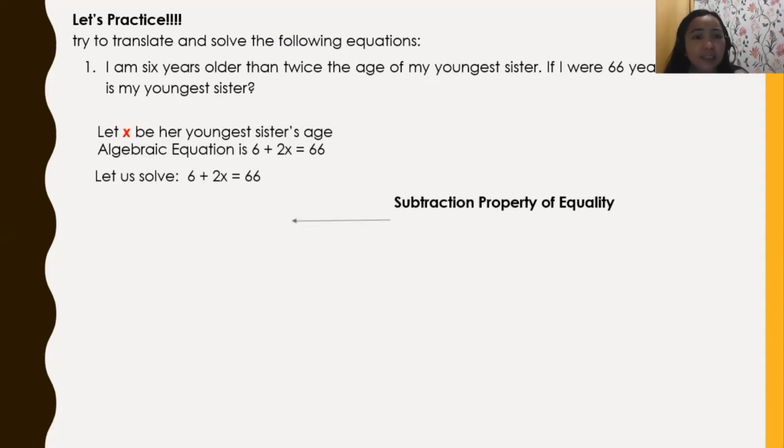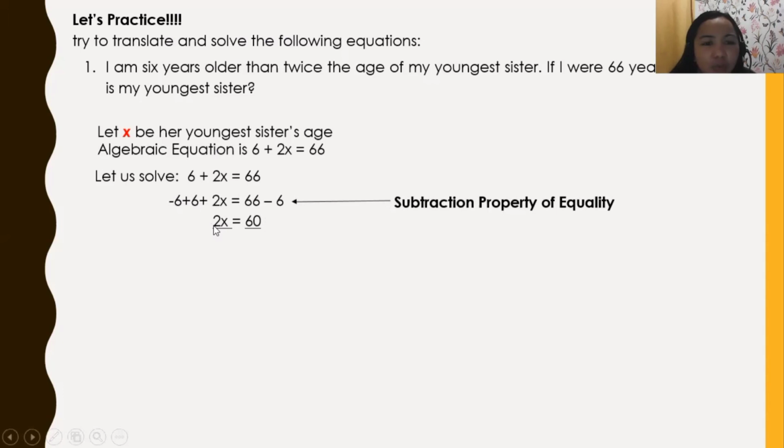Dahil nag-plus 6 ka dyan, magkakaroon ka ngayon ng minus 6. So, we have minus 6 plus 6 plus 2x equals 66 minus 6. So, yung negative 6 plus 6, ibig sabihin 6 minus 6, or the additive inverse, that means 0. Ang matitira na lang ay 2x equals 60. 60 is 66 minus 6 equals 60.